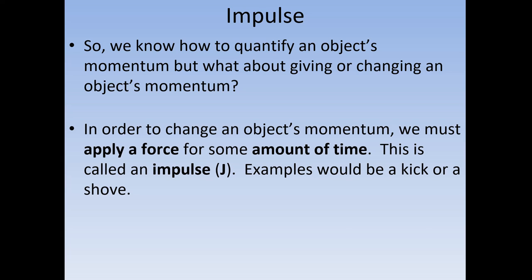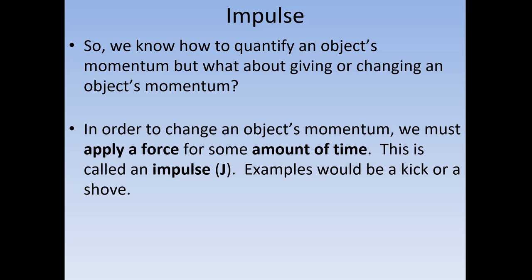Now, if I want to change an object's momentum, either to give it momentum or take that momentum away, I need to apply a certain amount of force over a set amount of time. The more force I apply, the more that object's momentum is going to change. But the longer I apply that same force, the more that momentum changes as well. So this is what we end up calling impulse, and it's going to be represented by a letter J.